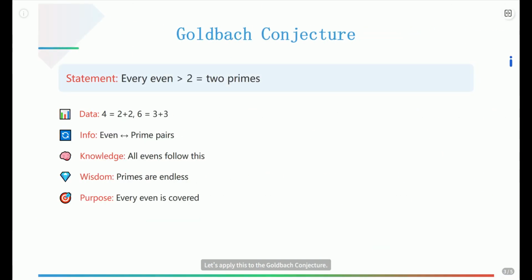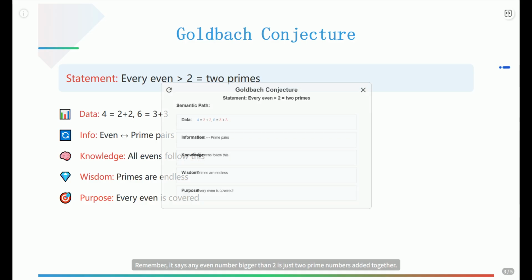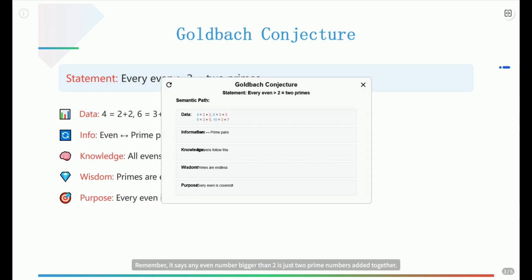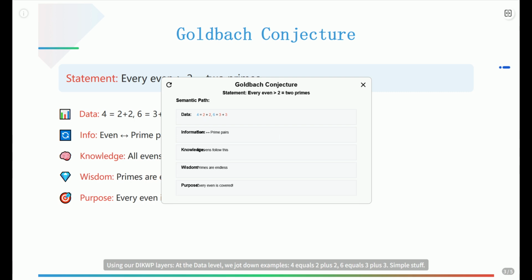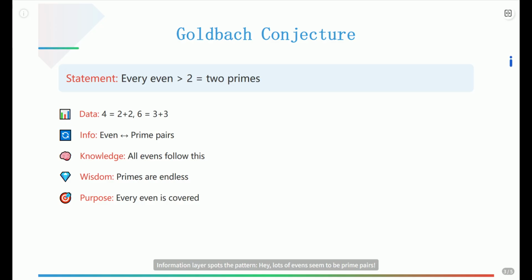Let's apply this to the Goldbach conjecture. Remember, it says any even number bigger than 2 is just two prime numbers added together. Using our DIKWP layers, at the data level, we jot down examples: 4 equals 2 plus 2, 6 equals 3 plus 3. Simple stuff. Information layer spots the pattern. Hey, lots of evens seem to be prime pairs. Knowledge layer boldly states the conjecture itself. All evens equal prime plus prime.